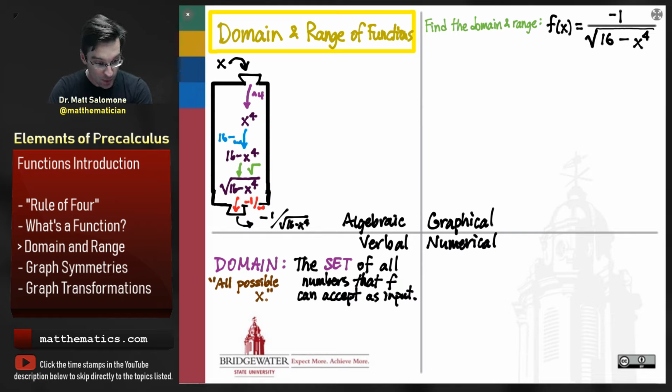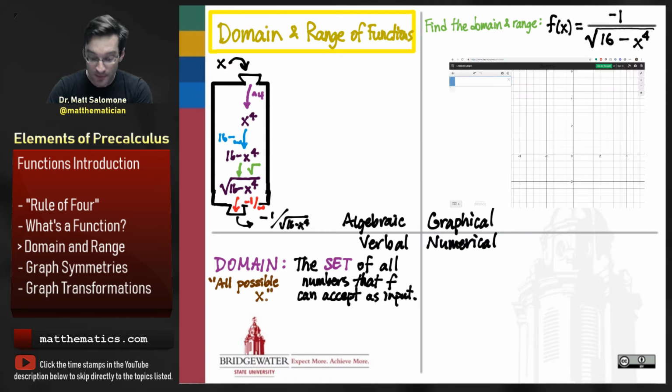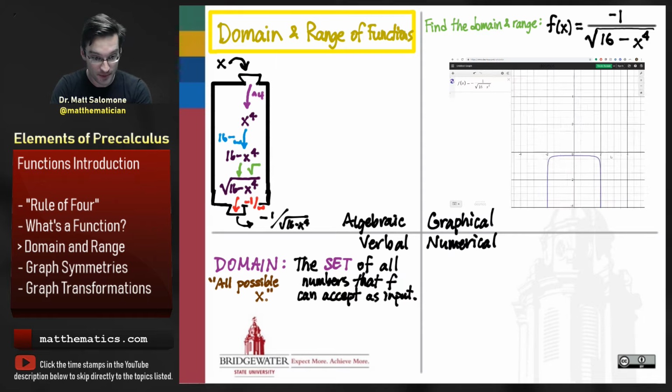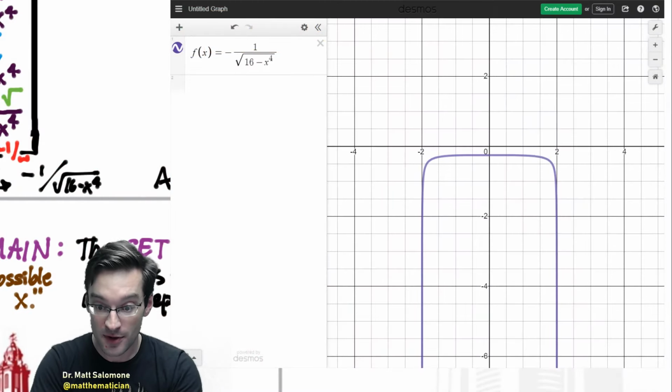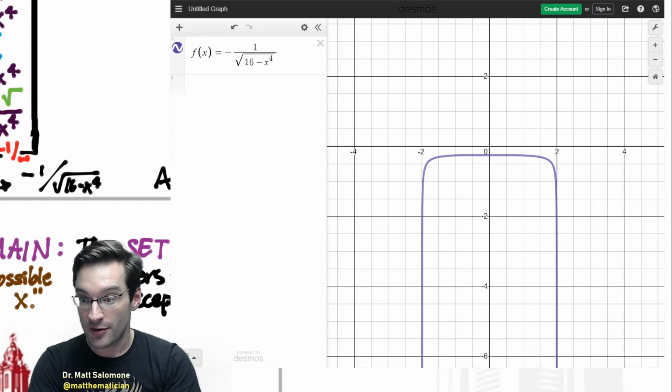Let's take the graphical perspective for a minute. If we're looking at a graph of a function, how do we understand what the domain of that function actually is? So let's bring up our grapher one more time. I'm just going to ask Desmos to please kindly graph f of x equals minus 1 over the square root of 16 minus x to the power 4. And here's the graph that Desmos produces for this particular function. Let me zoom in on this a little bit so it's easier for us to see what's going on. So here's the graph of this function.